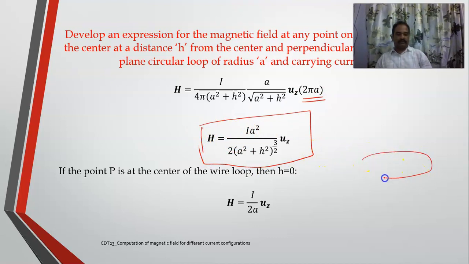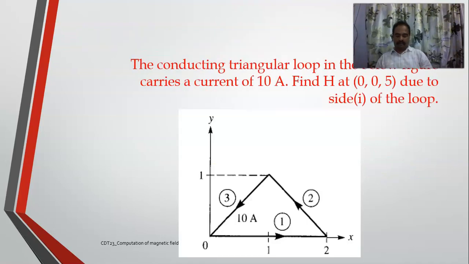This is the field at point P, which is at a distance of h. If h is 0, then what will this become? This will become 2a square whole to the power of 3 by 2, so this will become 2a cube, a square will go, I by 2a. This is what we have done yesterday. So I hope now you have understood how to determine the magnetic field intensity for a ring type of configuration. Now we'll move on to the next problem now.